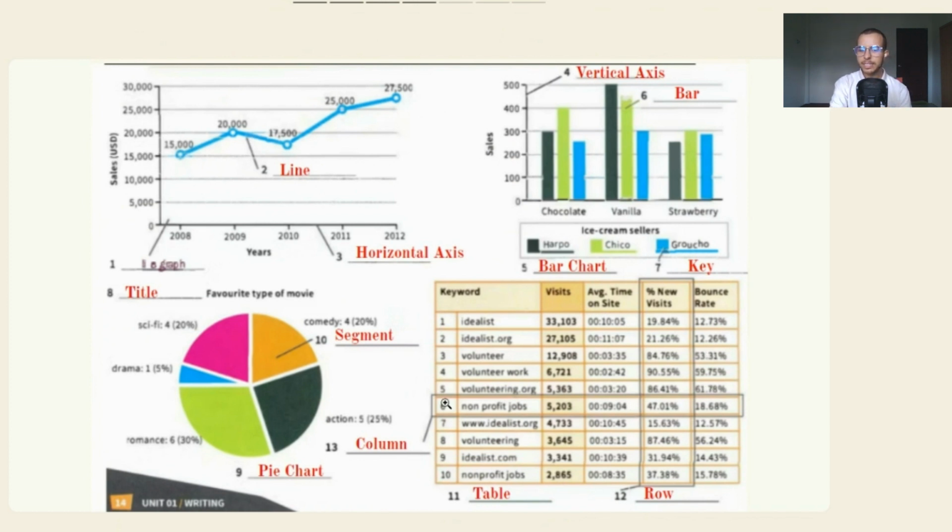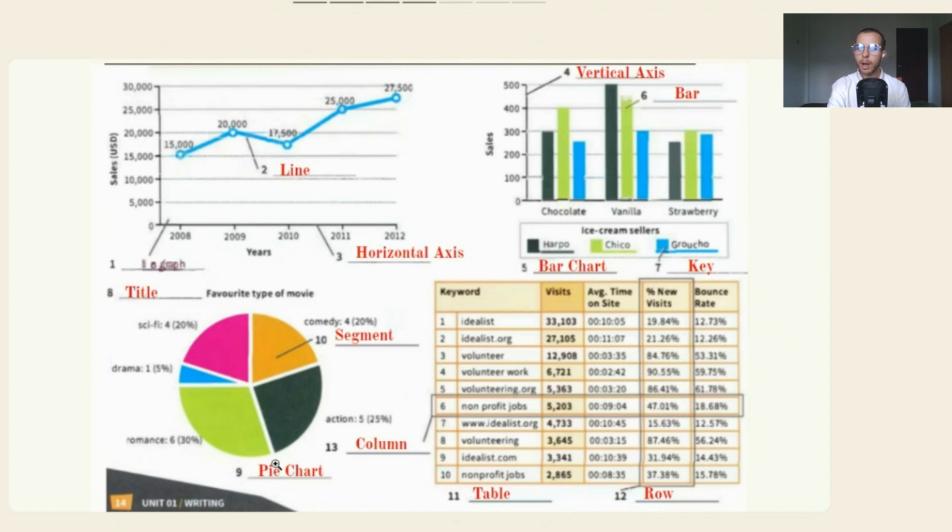Now we're going to look at a table. In general, this is called a table. Tables will have a row and a column. So the row is going up and down, and the column is going side to side. You could think of the column and the row when you're using Excel spreadsheet. That might be familiar.